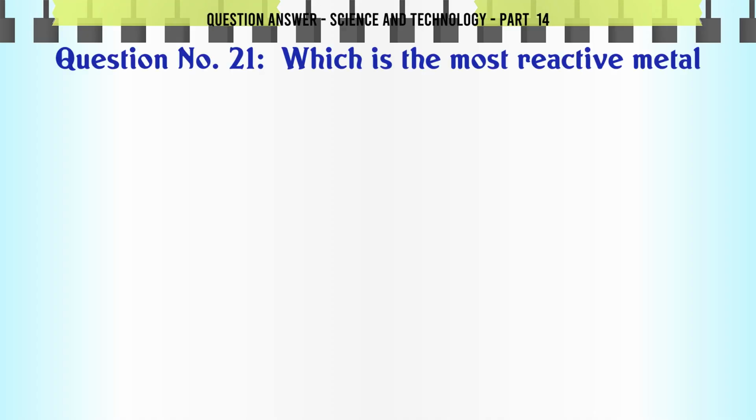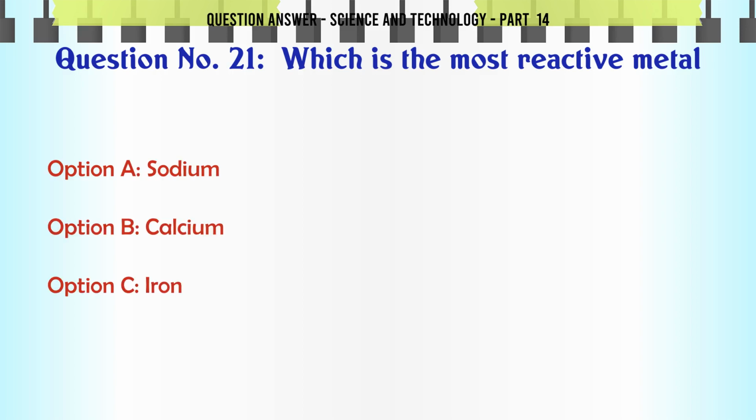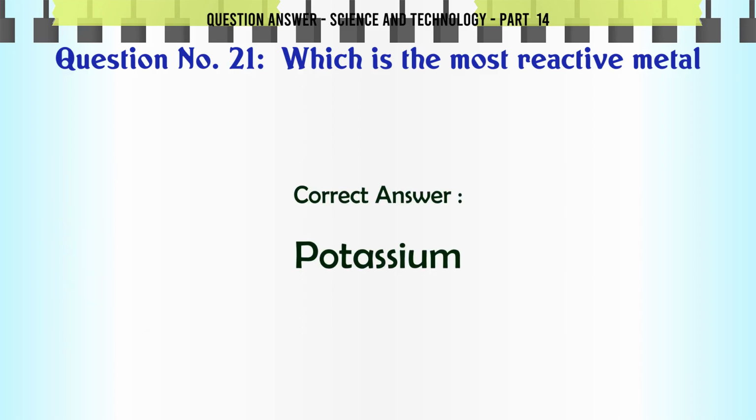Which is the most reactive metal? A. Sodium. B. Calcium. C. Iron. D. Potassium. The correct answer is potassium.